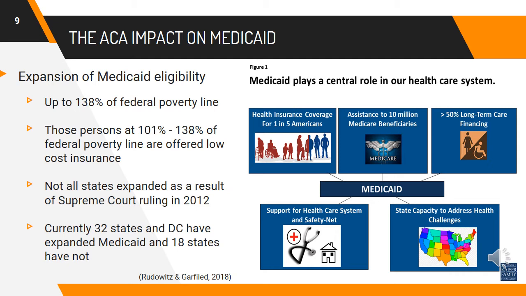As a result of the Affordable Care Act, states were given the choice to expand eligibility for Medicaid to those who earn up to 138% of the federal poverty line. Currently, 32 states and the District of Columbia have expanded Medicaid, and 18 states have not.